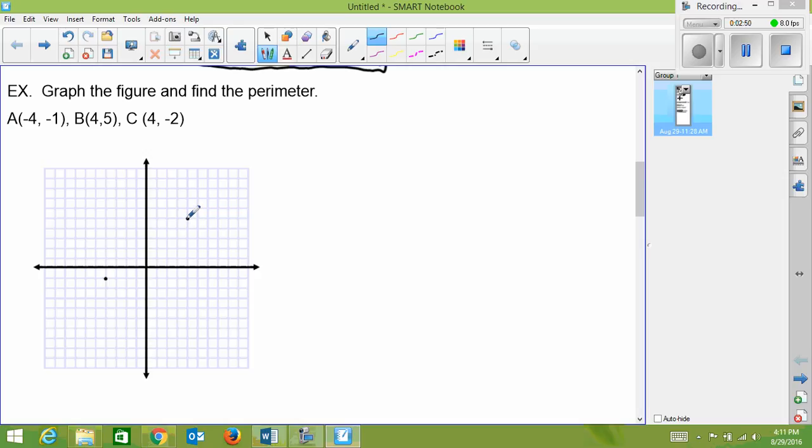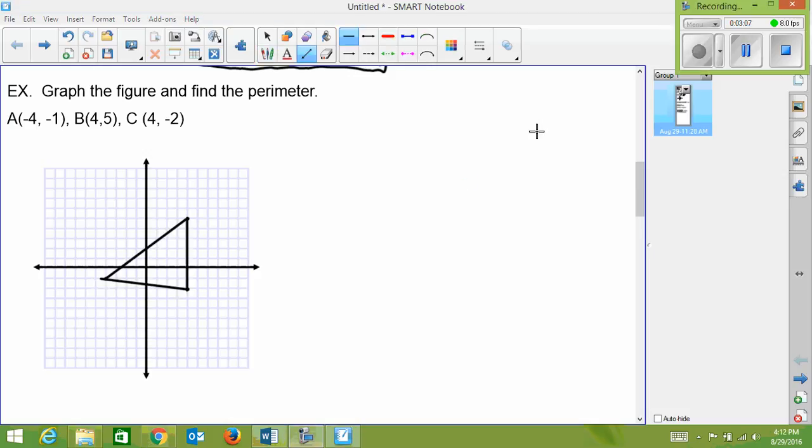Remember that when you graph, you go to the left and right first. So C would be 4, 2. You go over 4 and up. Nope, it's -2, so down 2. So graph the figure and find the perimeter. To find the perimeter of this, we would have to connect the lines first. So here I have connected the dots, and I have resulted with a triangle.